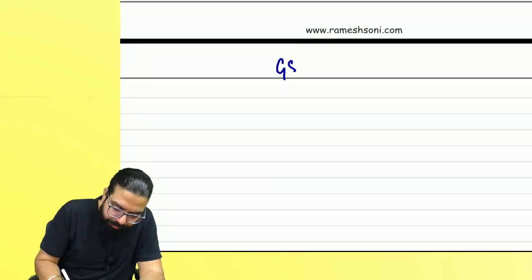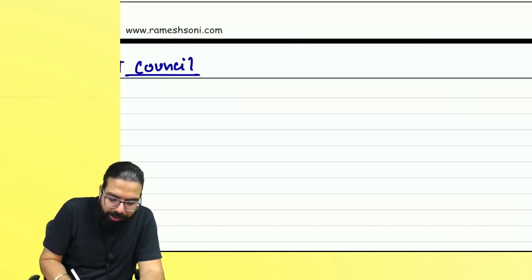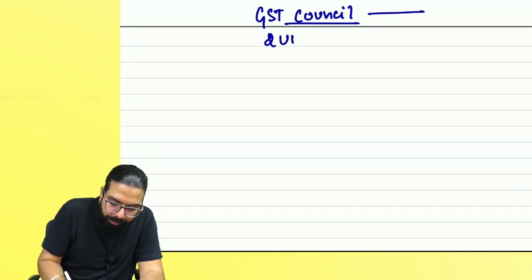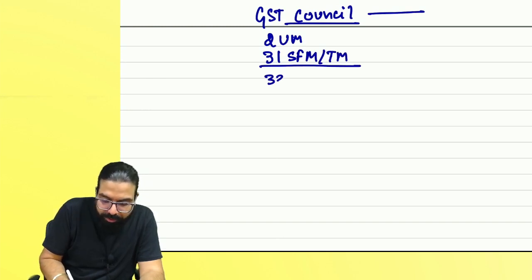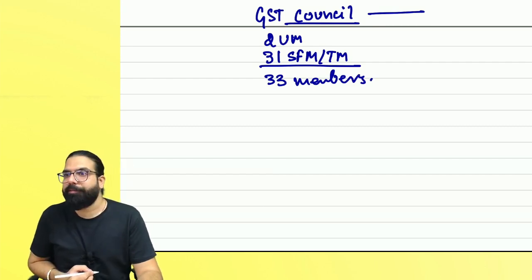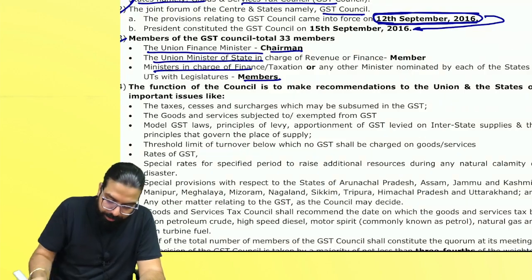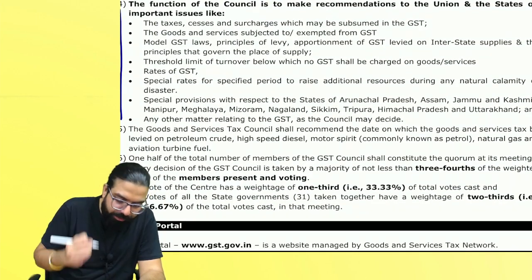So if I go ahead and ask you, everyone, how many members are in the GST Council? Two Union members, 31 state finance ministers or taxation ministers, right? So we have 33 members in the GST Council. Are we clear? Can I go ahead, everyone? Now, the next one is: what are the functions of the GST Council? I'll talk about the functions also.